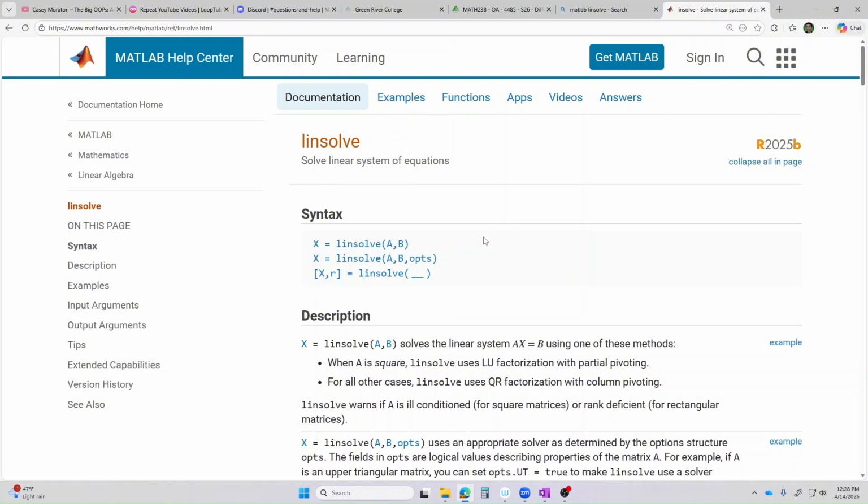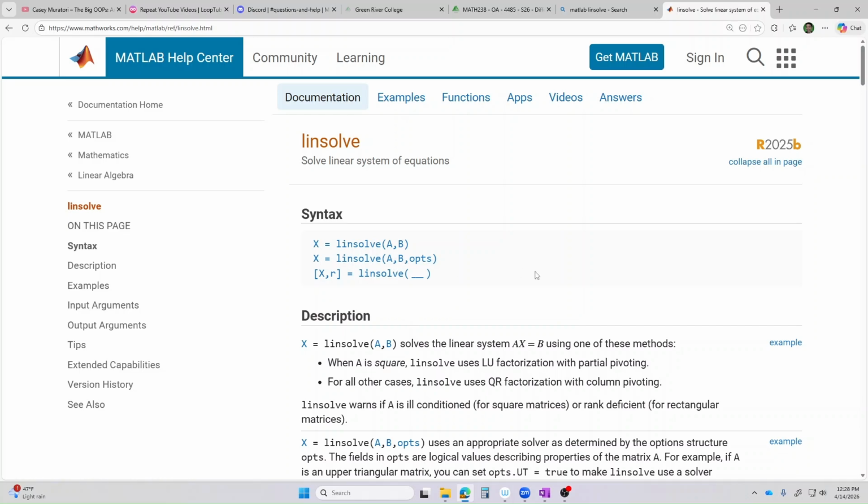Now, when you're using computers to solve math stuff for you, you need to be able to communicate with the computer, right? You need to be able to type stuff into the computer that will allow it to produce what you're looking for. And you also need to be able to read and understand the results that the computer gives back to you. So as you're solving systems of equations in MATLAB, you're going to be using this method which is called linsolve, lin for linear, solve for solve.